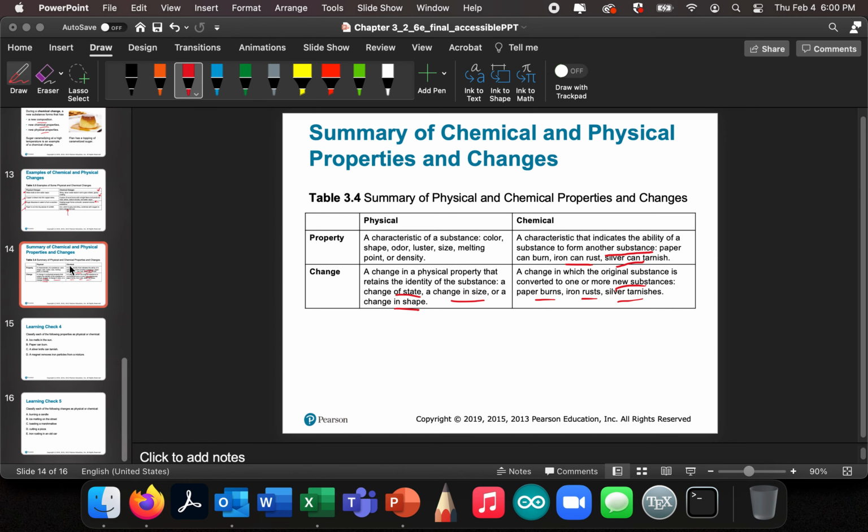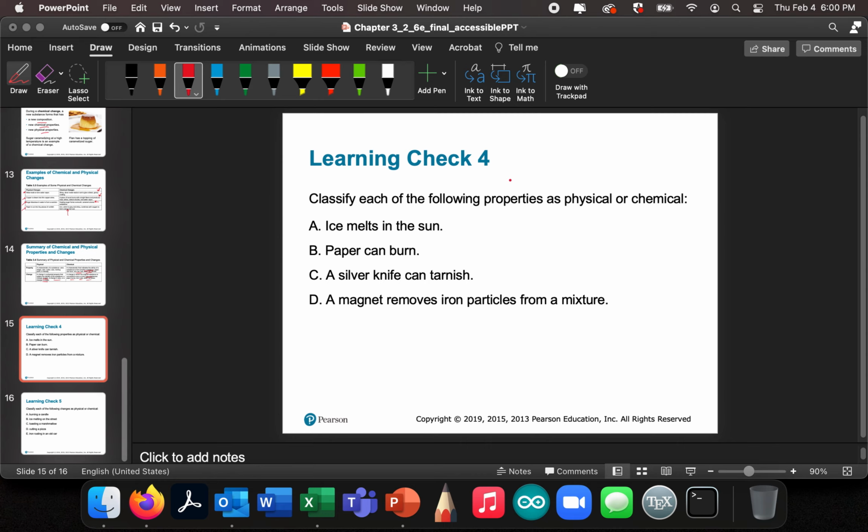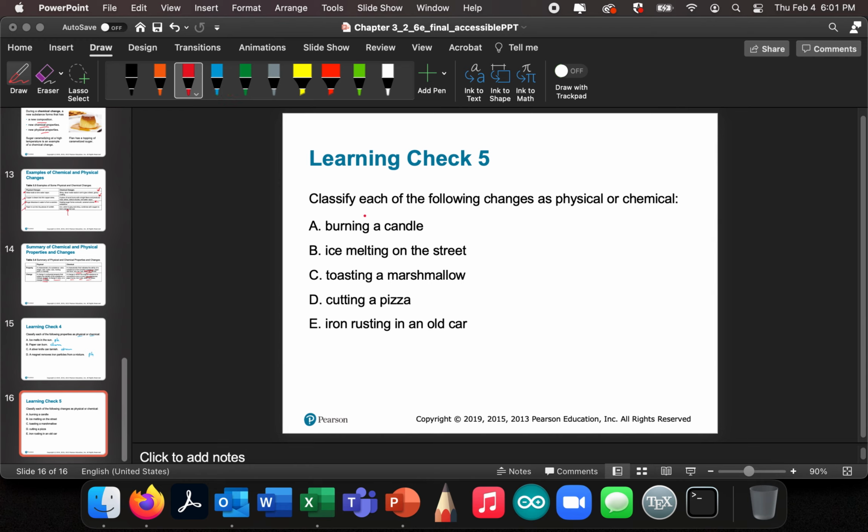All right, let's do a couple of learning checks, and then we'll be done. Pause the video and make a guess, and then come back. Okay, classify each as physical or chemical change. Ice melts in the sun. It's still H2O. That is definitely physical. Paper can burn. That's definitely chemical. A silver knife can tarnish. That's definitely chemical, right? It's like rusting. It's oxidizing of silver. A magnet removes particles from a mixture. That's definitely physical, right?